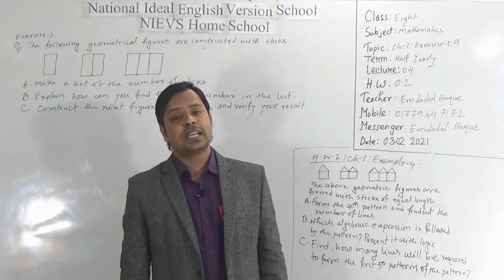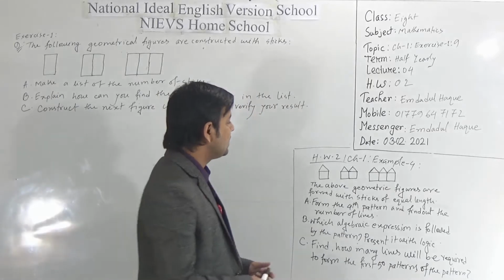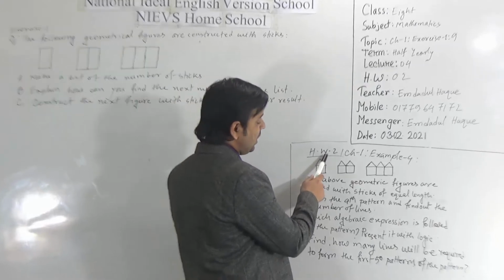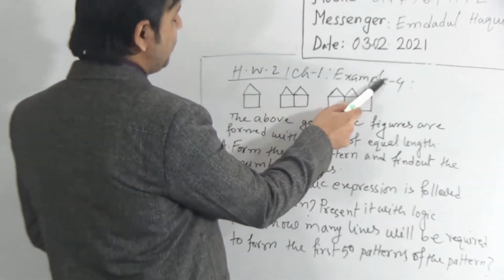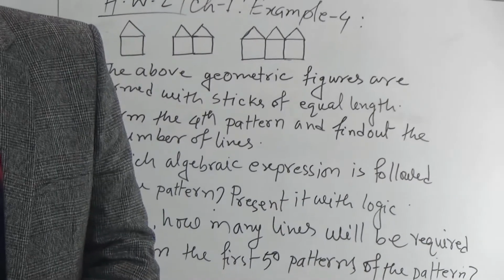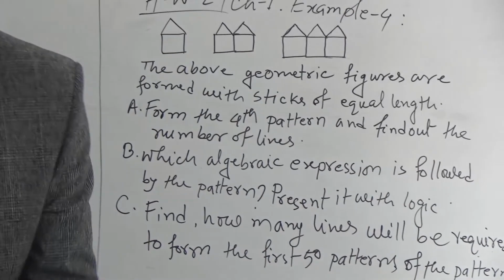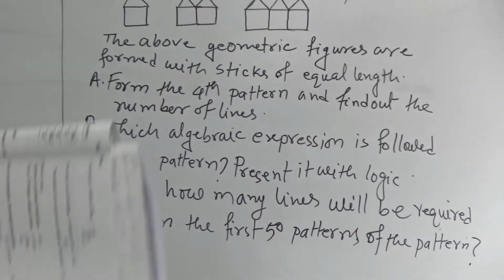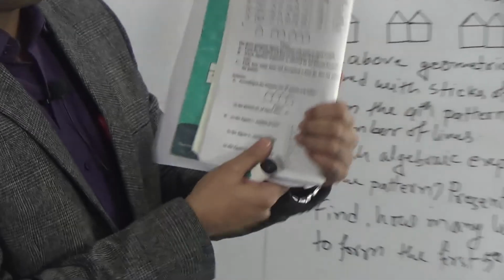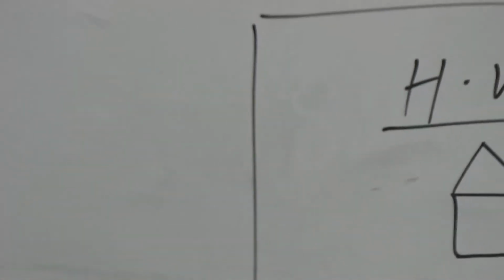Example 4 is given for your homework. This is our lecture number 4 and this is our homework number 2, and this is your homework example 4. I have given from your book example 4 from page 8. This question I have given as your homework. Okay, dear students, you will solve this question as your homework.